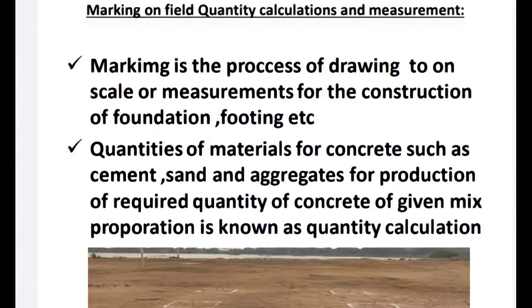And then the most important part in civil construction is marking, quantity calculation and measurements. If you go to any construction site, you mark first. Marking is the process of drawing to scale or measurements for the construction of foundation or footing. Calculating the quantities of materials for concrete, such as cement, sand, aggregates, required for a given quantity of concrete of a given mix proportion is known as quantity calculation.